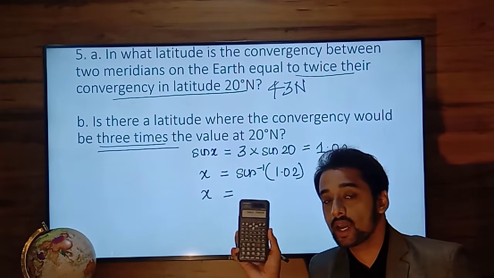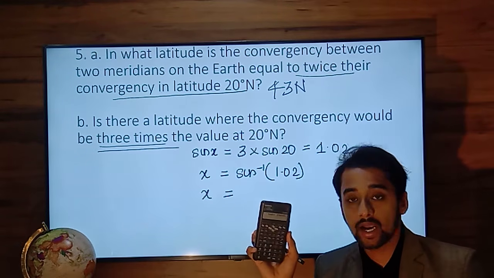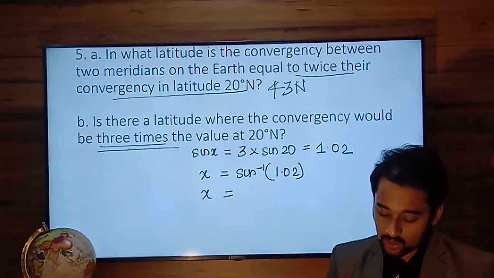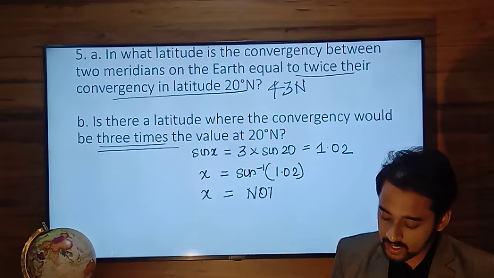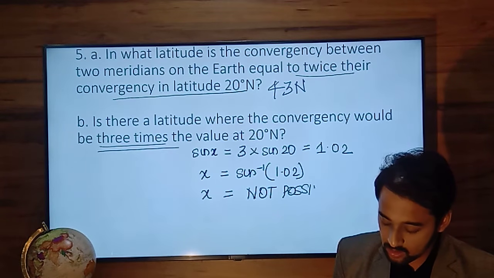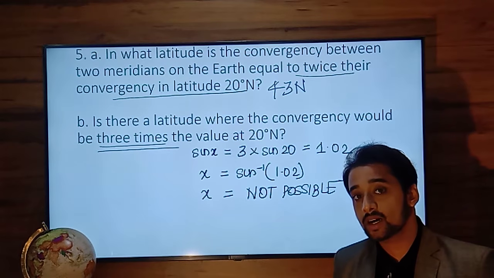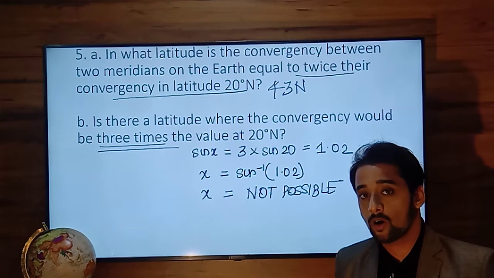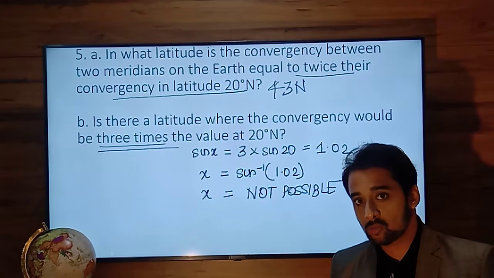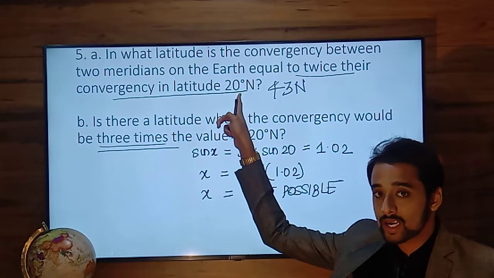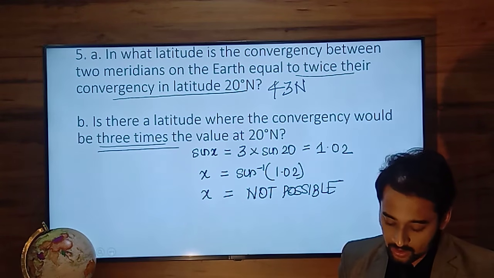So in that case we get a math error on the calculator. That means this possibility is not there at all. So there cannot be a latitude at which the convergency will be thrice that existing at latitude 20°. So that is not possible. It can be twice of 20°, but it cannot be thrice of 20°.